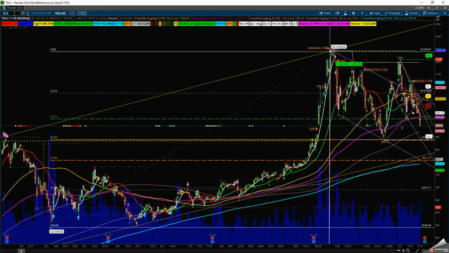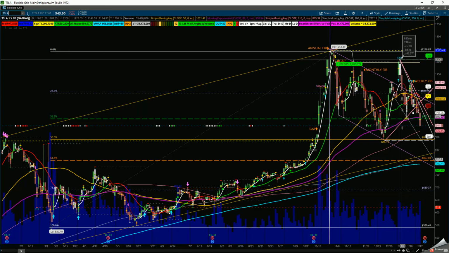Tesla has lost the 1,150. This is an important mental number. We are below the 1,000 area, 950. Pay attention to the 975 if we cannot reclaim it. The 116 SMA may not act as support. We are still in that downtrend.